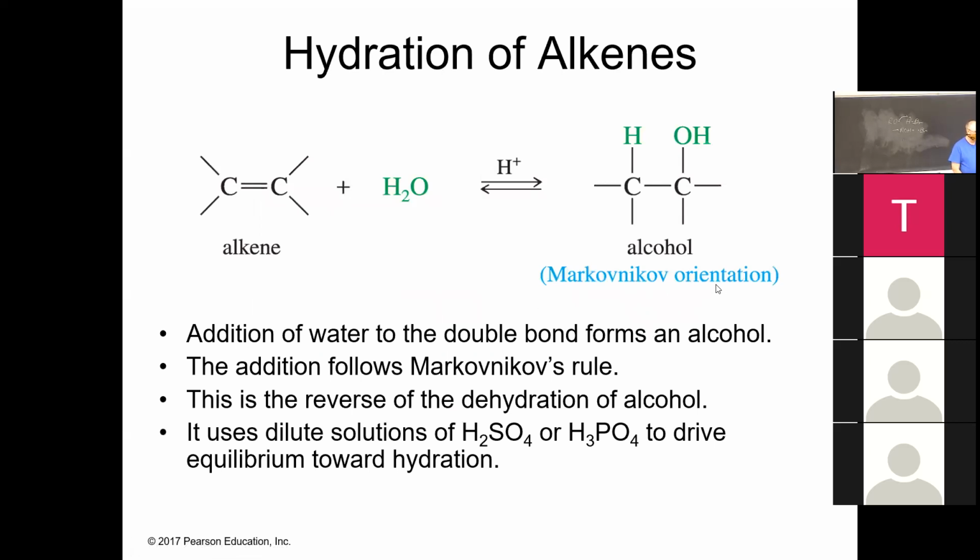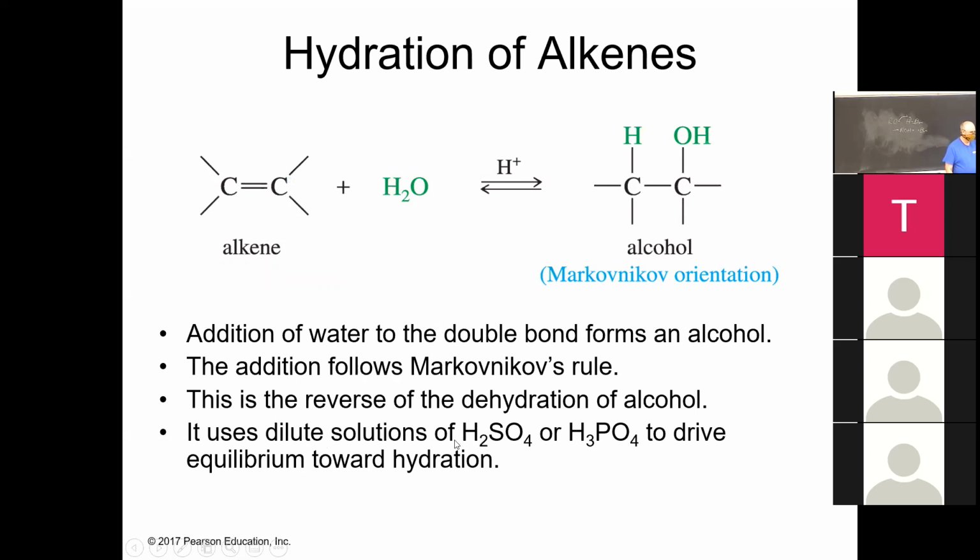Okay, let's look at hydration of alkenes next. This is actually the same mechanism as dehydration, but in reverse order. And instead of removing H and OH from adjacent carbon atoms, we're adding H and OH to a double bond. This follows Markovnikov's rule. H goes to the side that already has the most hydrogens. OH goes to the other side.